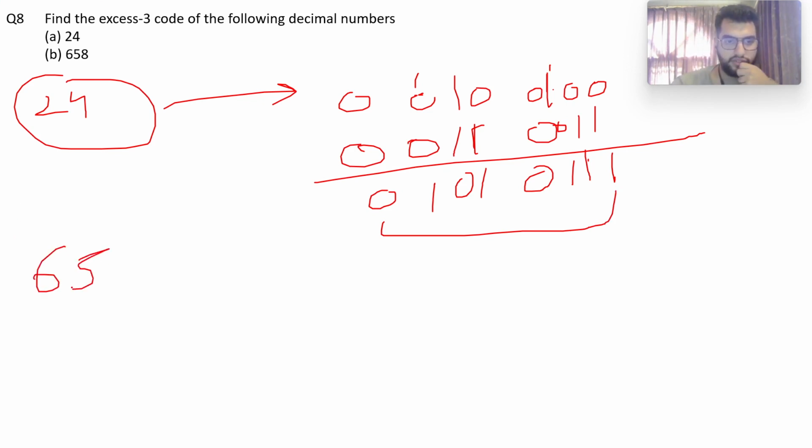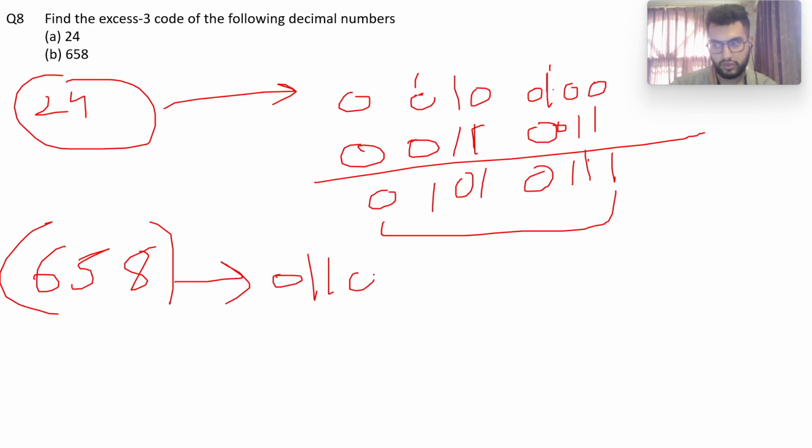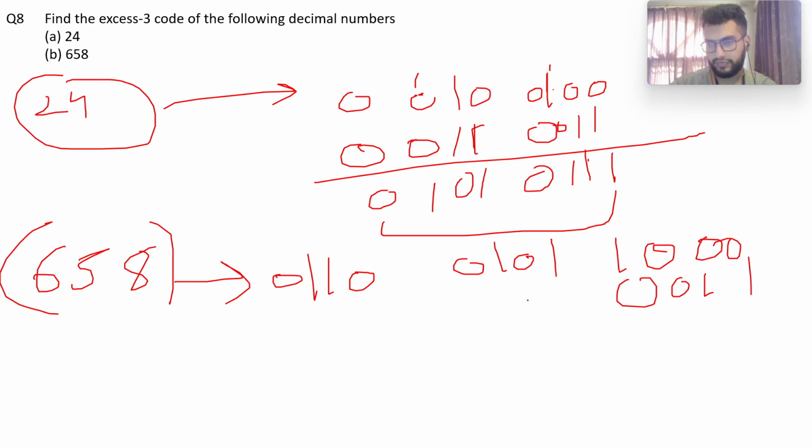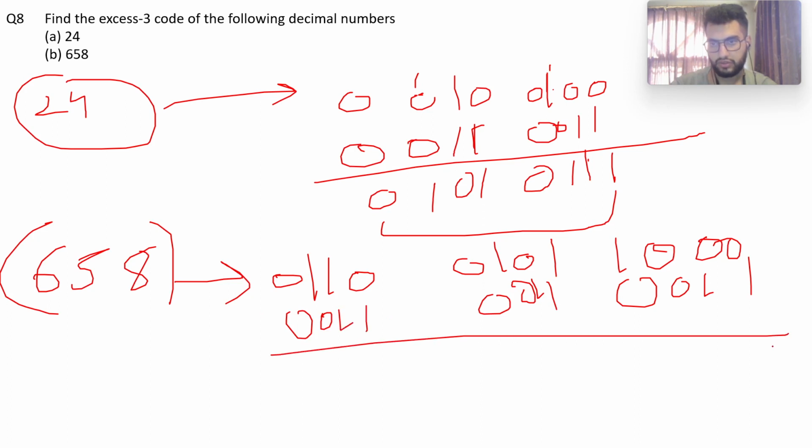Then 658's excess-3 representation can be written as follows. You write the BCD of 658, so 0 1 1 0, 0 1 0 1, 1 0 0 0, then you add 3 to it, 0 0 1 1, 0 0 1 1, and 0 0 1 1.